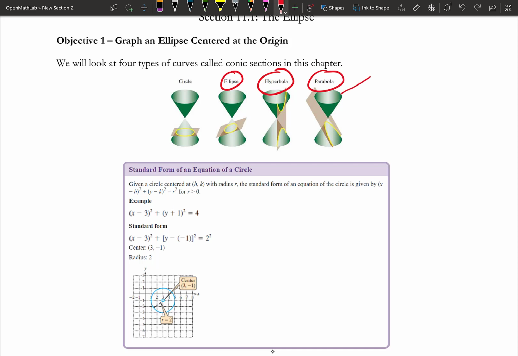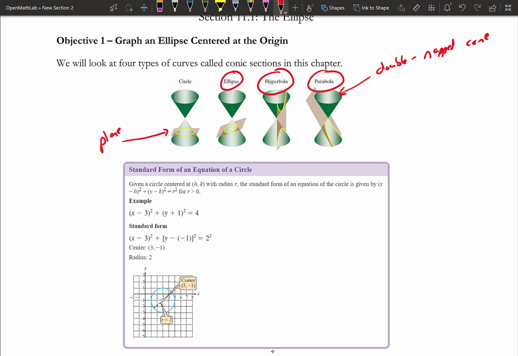So this green looking shape, this is technically called a double napped cone. And what you can see is this brownish piece of paper looking thing. This is a plane, right? So it's like an infinite sheet of paper, if you will. It's a two-dimensional sheet of paper.